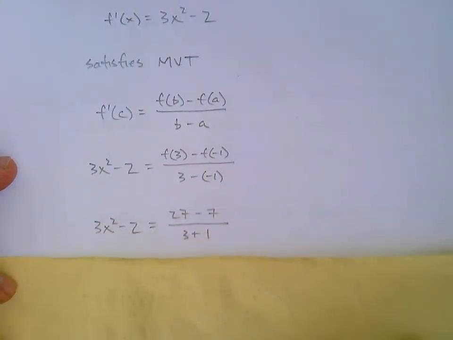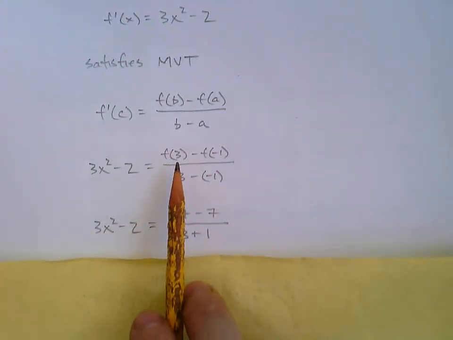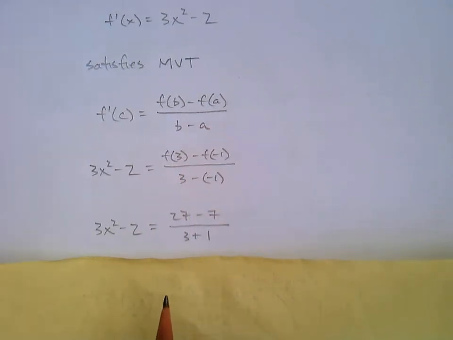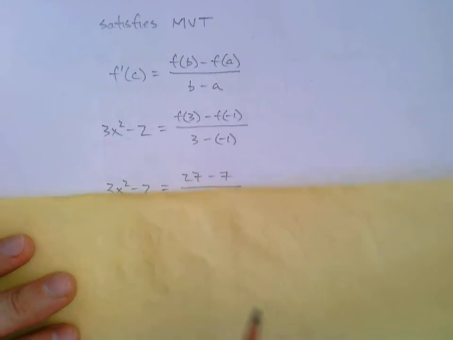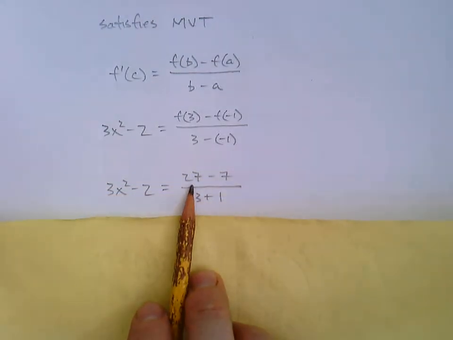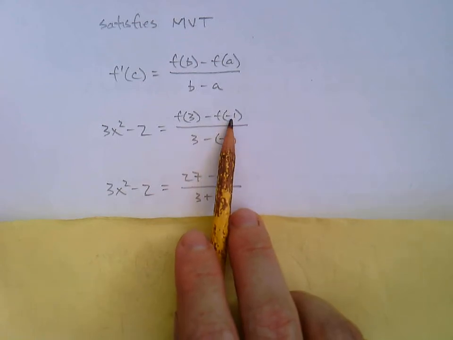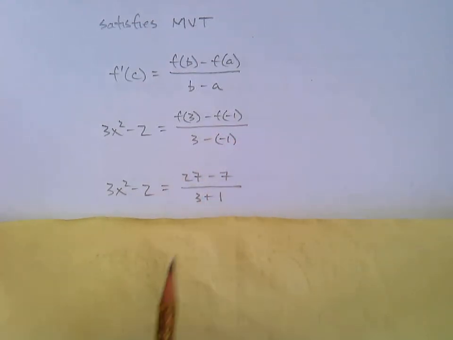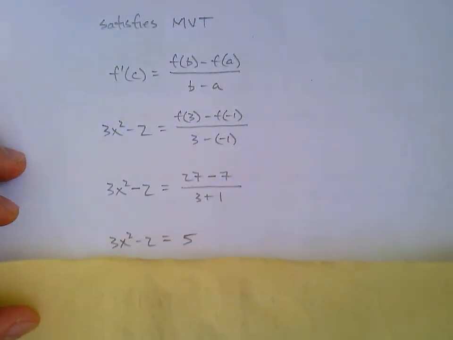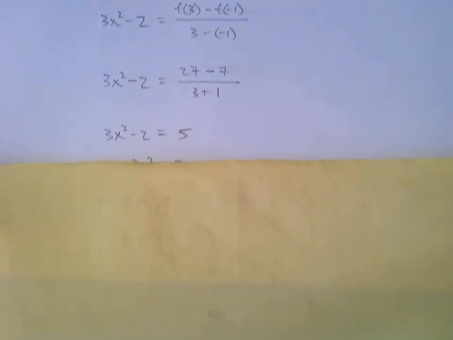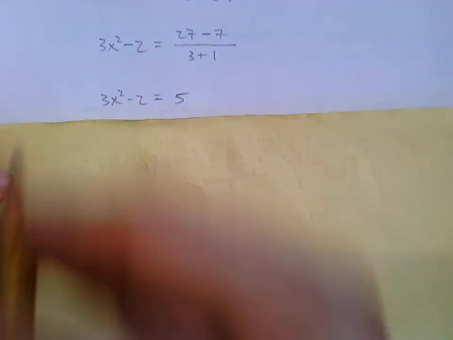And now let's start to clean up that right side. Put 3 back into the original function. The original function is there. All right, if we plug in 3, we get 27. I invite you to double check my work. If you put in -1, you get +7. So we've got 27 minus 7. And of course, in the bottom, it's 3 plus 1. So we've got 20 divided by 4. And here's what we're going to solve. 3x squared minus 2 equals 5.